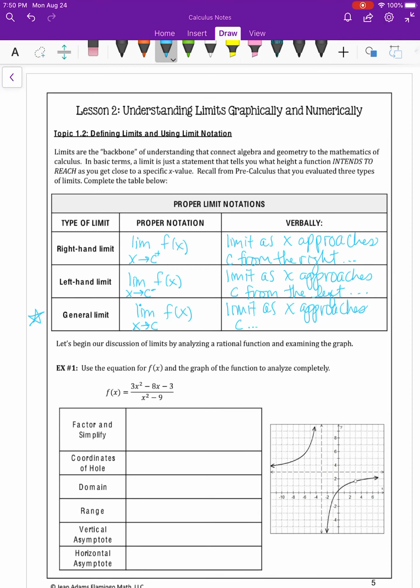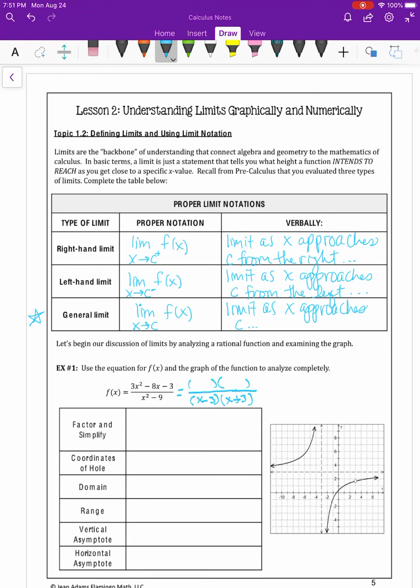Let's begin our discussion of limits by analyzing a rational function and examining the graph. Use the equation for f of x and the graph of the function to analyze completely. So we've got a rational function. There is a quadratic in the numerator and a quadratic in the denominator. I can see that the quadratic in the denominator factors: x minus 3 times x plus 3. And then up here, I'm wondering if this factors and if possibly something would cancel.